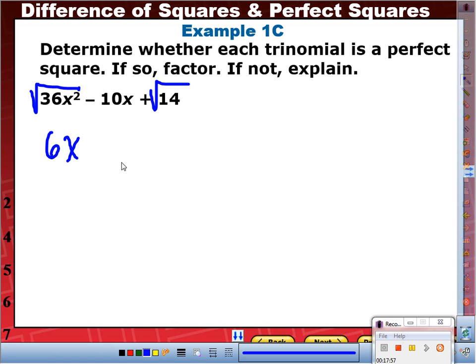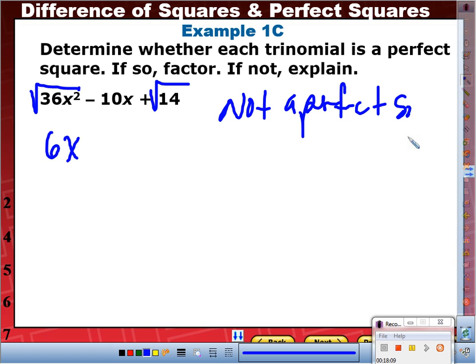It doesn't have one, so therefore this is not a perfect square. Why? Because the last term is not factorable. You cannot find the square root of the last term. Pretty simple? Let's do another one.